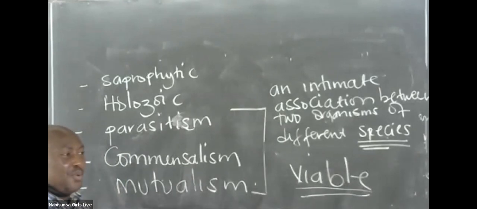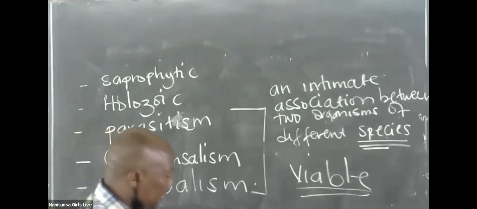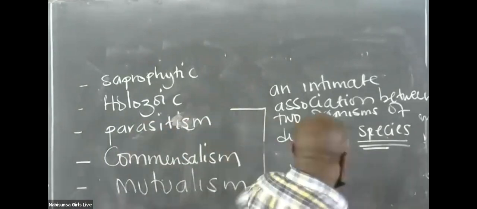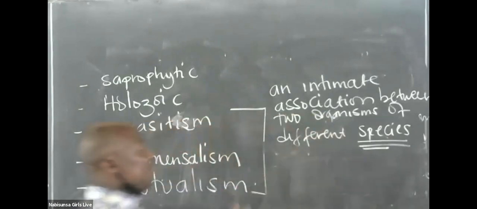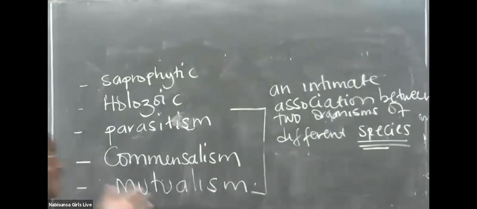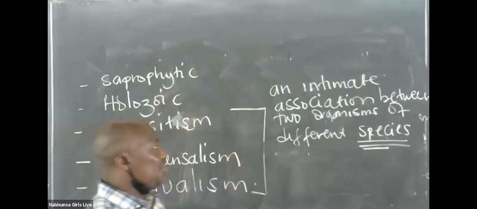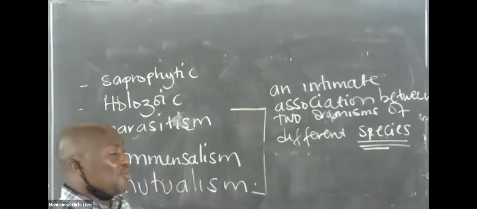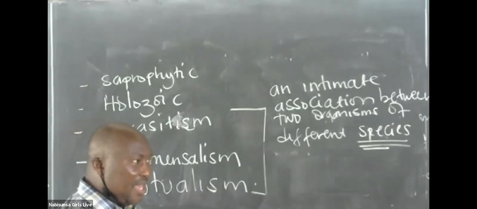To reproduce. If it cannot reproduce, it might be due to the fact that these do not belong to the same group, or they are not in the same species. So that is what a species is. We have said symbiosis is an intimate association between two organisms of different species.